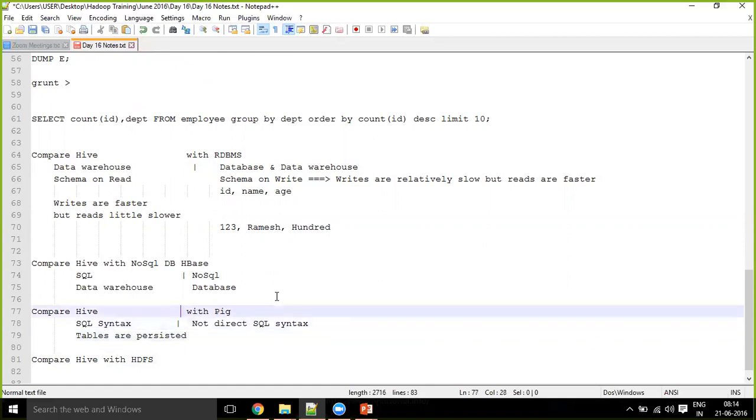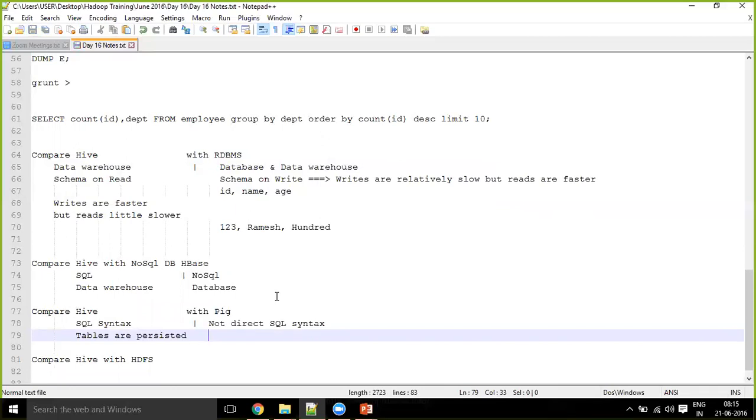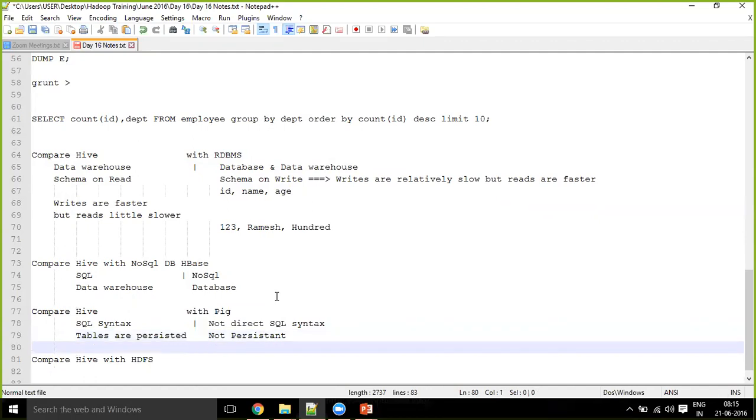Persisted in Hive. Whereas once a file is loaded in Pig and you perform some transformations, if you come out of your Pig shell, then you again need to reload if you want to perform any other operations next. So it is not persistent here. The state is not persistent here.